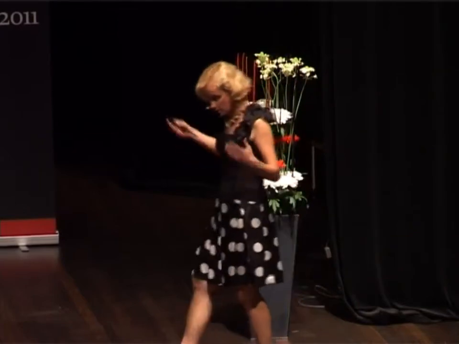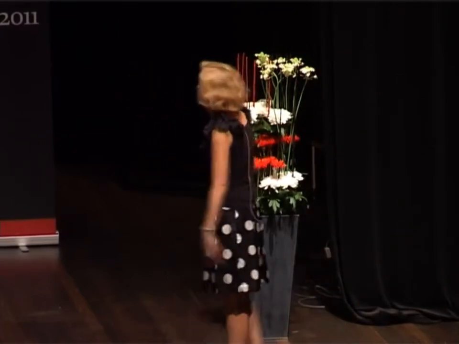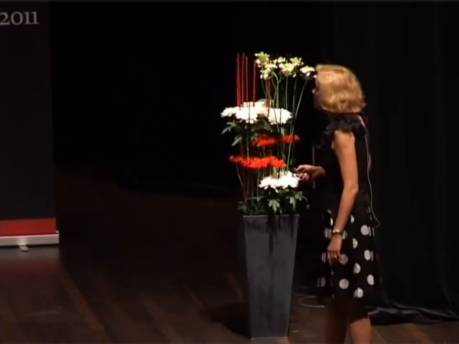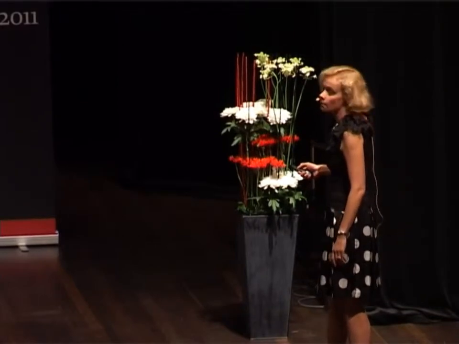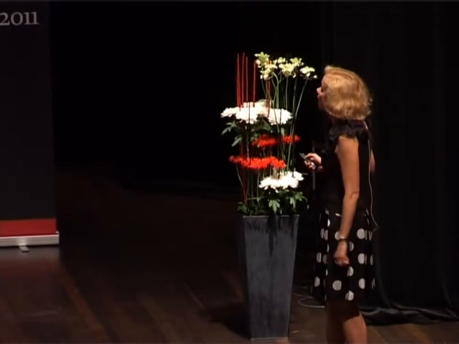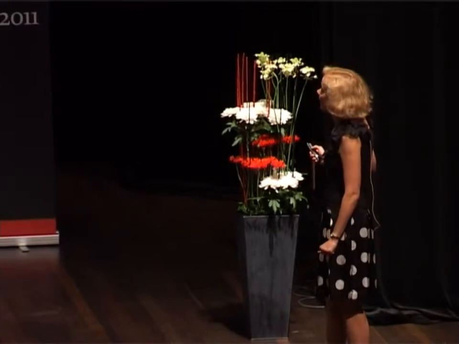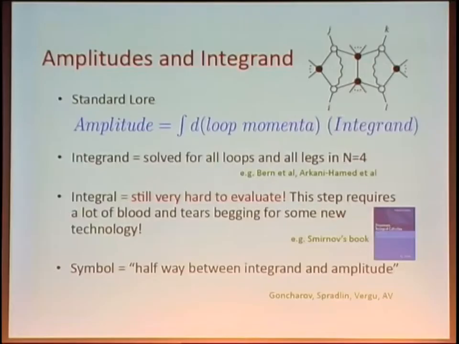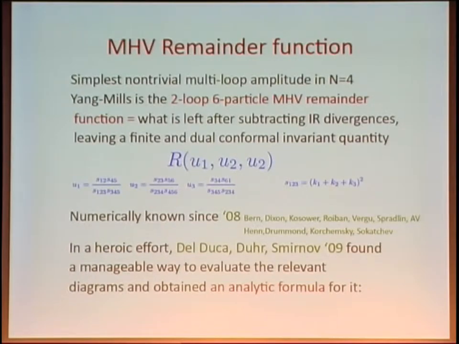Okay, and so essentially a recap of what I'll try to say is that I'm going to introduce something called the symbol, and roughly speaking it is going to be halfway between the integrand and an actual amplitude. We're going to take the integrand, and there'll be some object in between, but it's going to capture a lot about the amplitude. Okay, so let's start a bit slow.